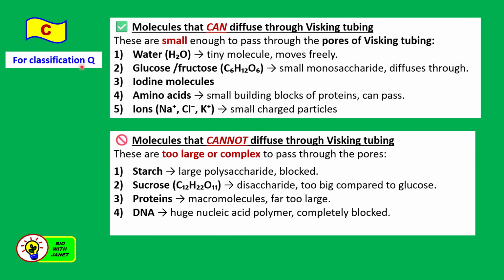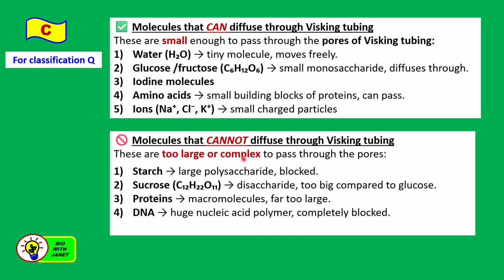Now, for classification questions in the exam, you can be asked to classify the molecules according to whether they can diffuse through the Visking tubing or whether they cannot. Molecules that can diffuse through the Visking tubing, that are small enough to pass through the pores of the Visking tubing, include water, glucose and fructose, which are monosaccharides. They are small molecules. Iodine molecules, I2. Amino acids, which are small building blocks of proteins. They can pass through the Visking tubing. And charged ions like sodium ions, chloride ions, salt, that means salt, and potassium ions, okay, small charged particles.